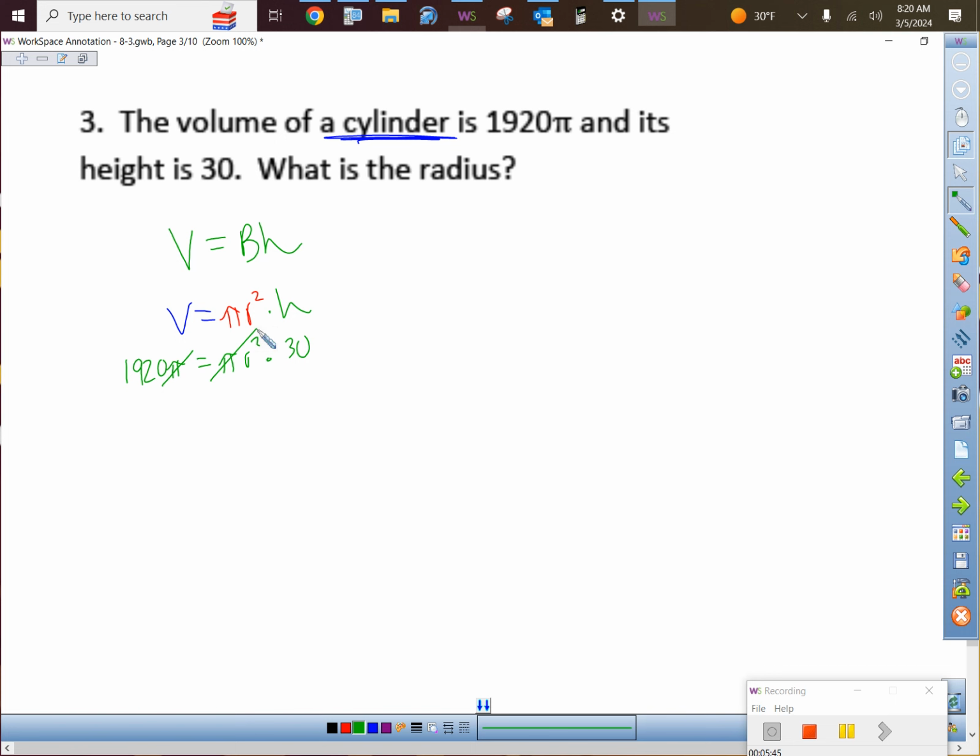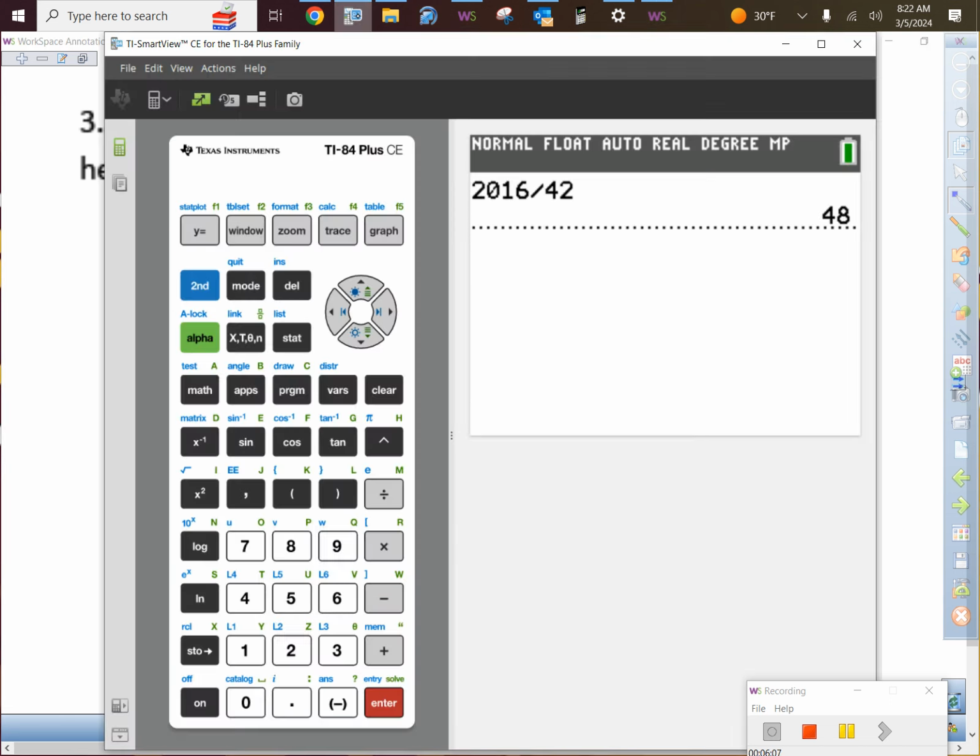And here's a bad move. People see that the r is being squared. They're smart enough to know they need to square root to get rid of that square, but you can't square root until you get r squared all by itself. We have to get r squared all by itself. There is a times 30 hanging out with it. How can we get rid of that times 30?